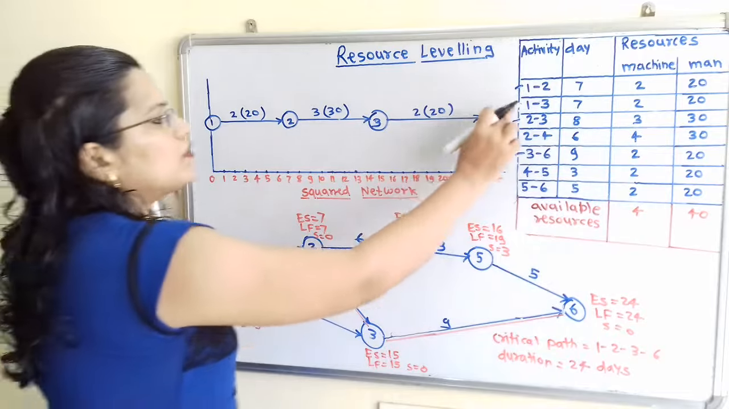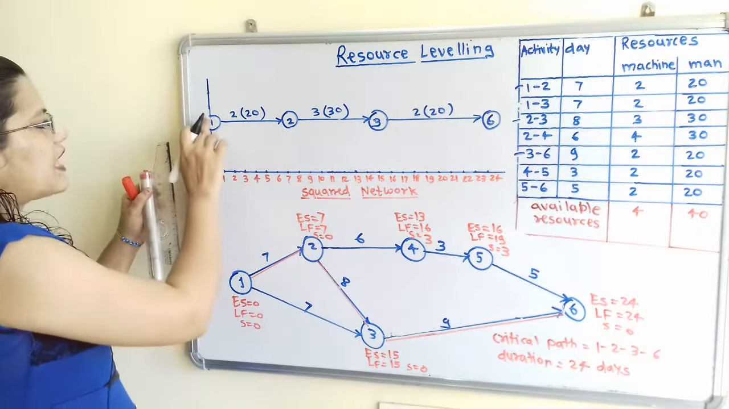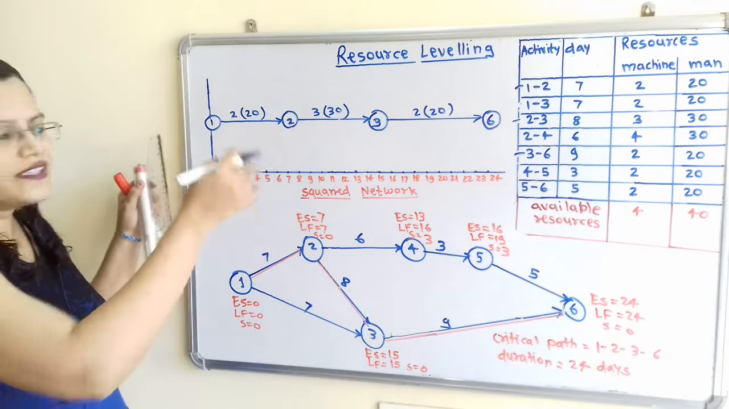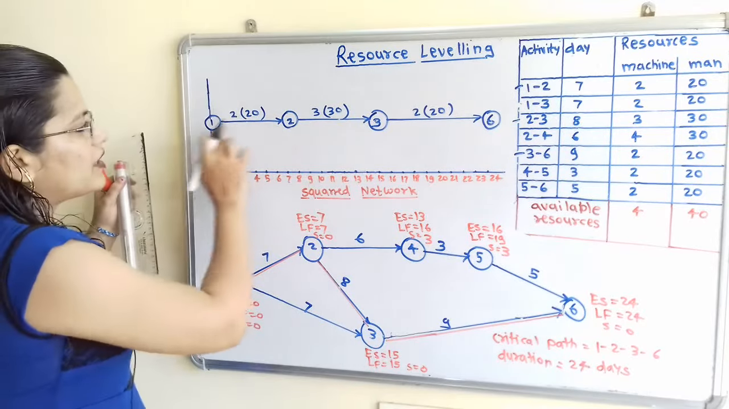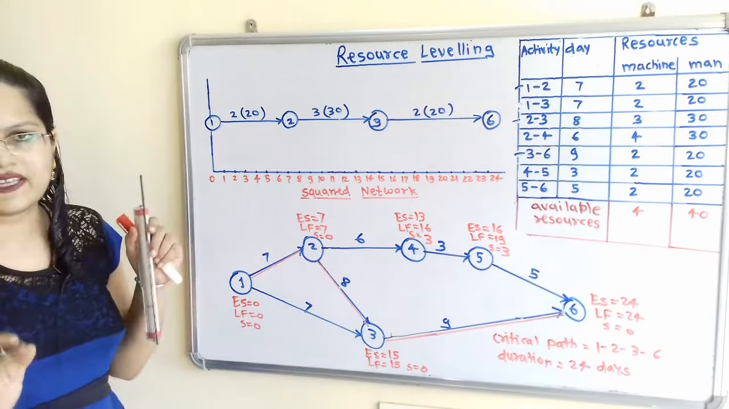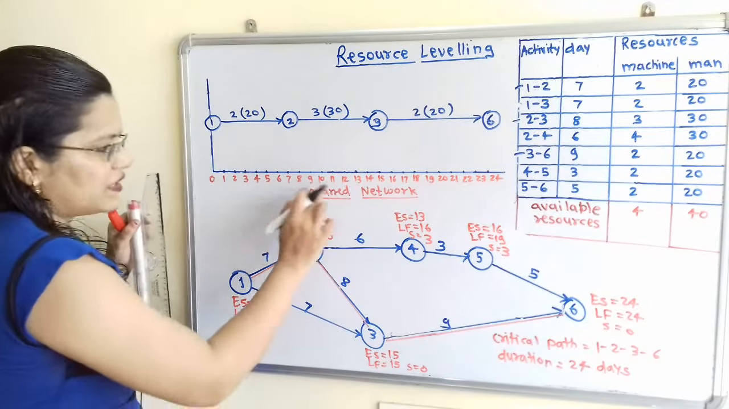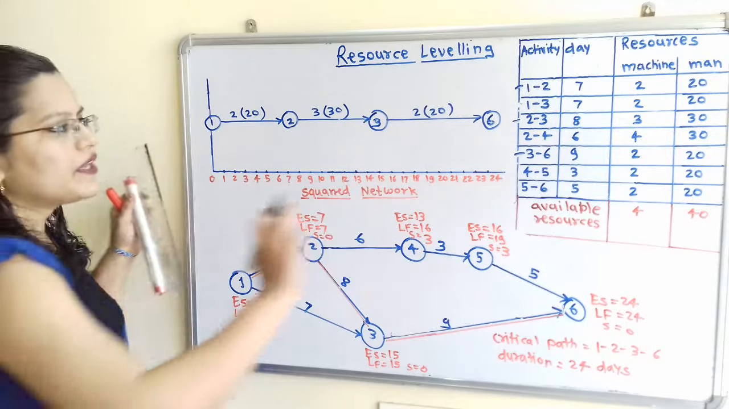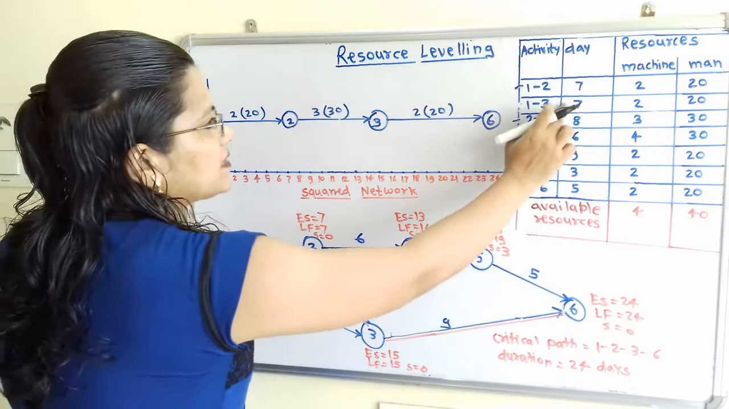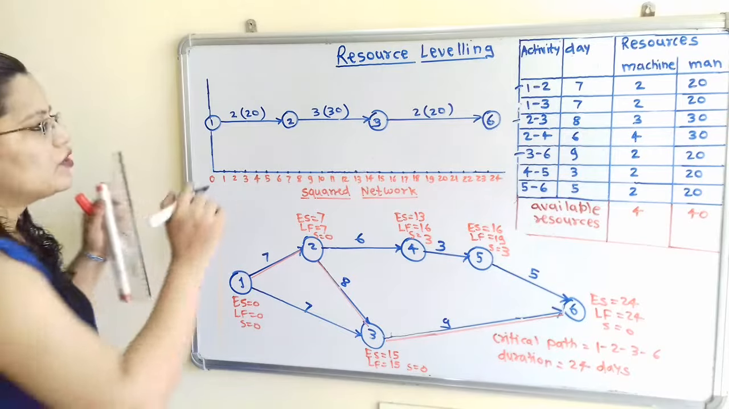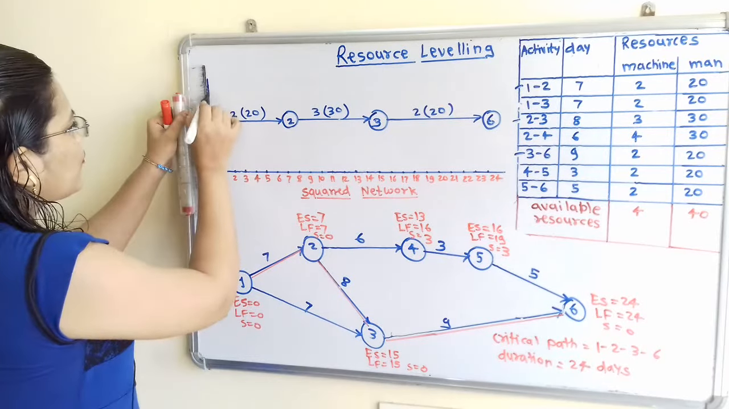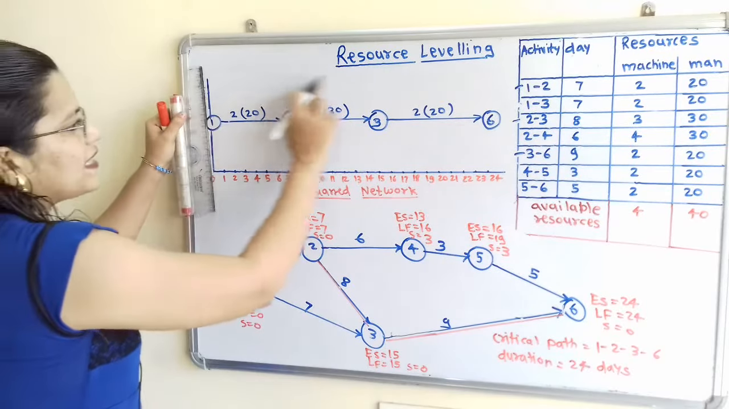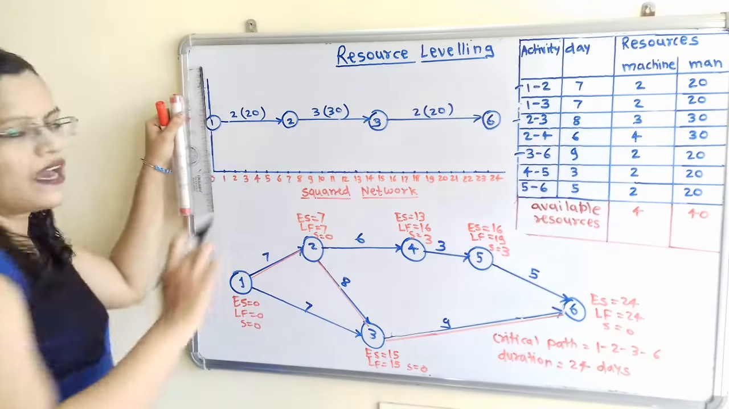So now for 1 to 3, this path starts from node 1. We have to plot the remaining path in the upward direction and in the lower direction, but in the form of a square, and that's why this network is known as a square network. Now for 1 to 3, 7 days are required. So we have to start from node 1 and end here at node 3.